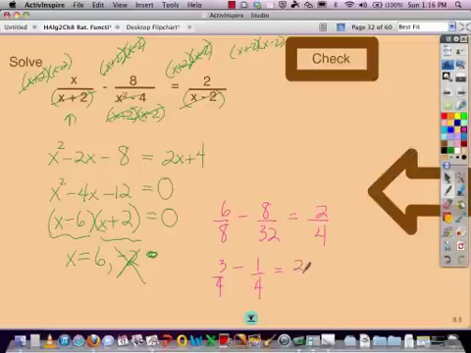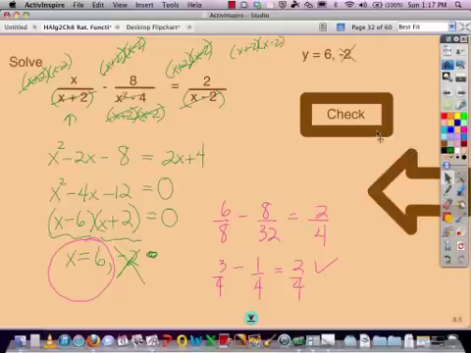And we can see that we have a true statement just by looking at that without even reducing. 3/4 take away 1/4 is 2/4. It checks. We're good. Our solution of 6 is what we have. And I believe that's exactly the solution you saw up here. Yep, exactly what we did.